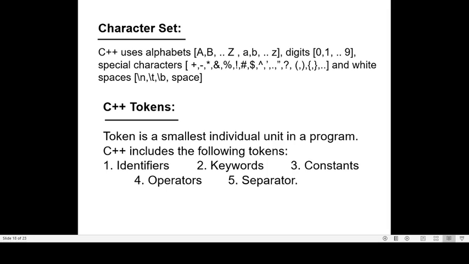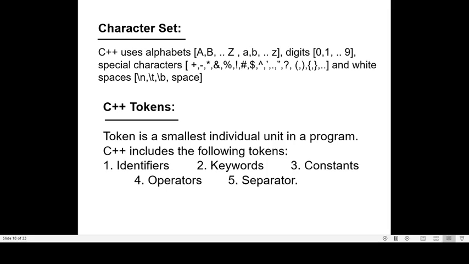Character set. Like C, C++ also has a character set. Here you can use alphabets, digits, special characters like ampersand, hash symbol, dollar symbol, and so on. White spaces like backslash n, backslash p, spaces, and so on.